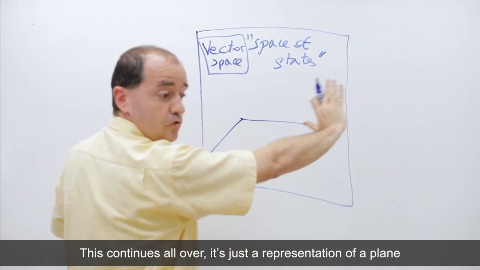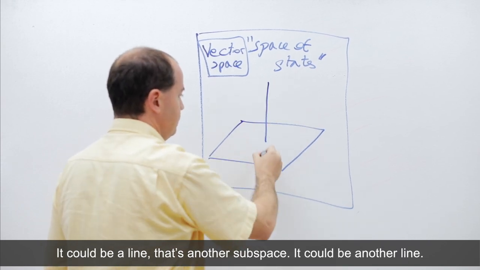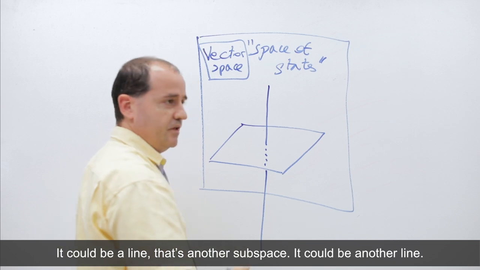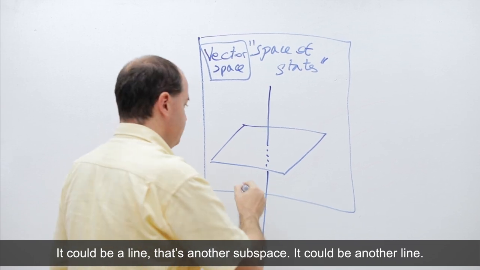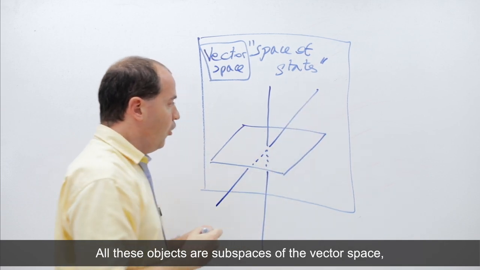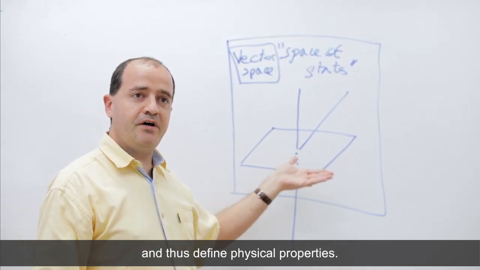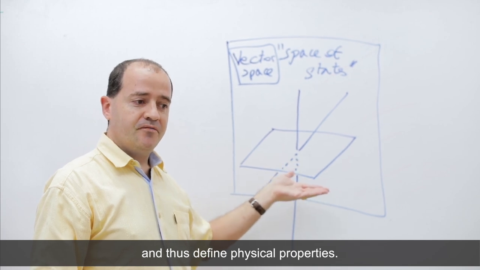It continues all over, right? Just a representation of a plane. It could be a line. That's another subspace. It could be another line. All these objects are subspaces of the vector space and thus define physical properties.